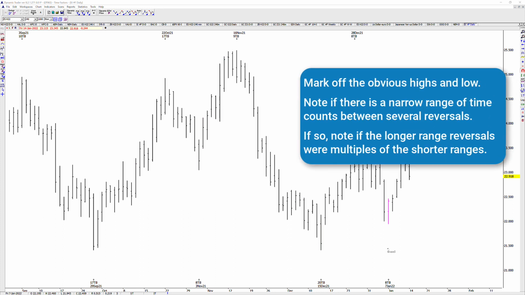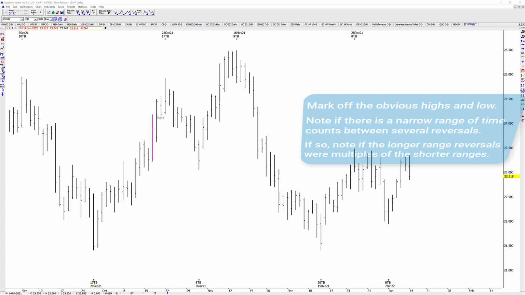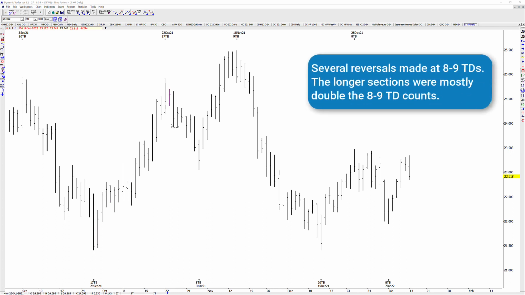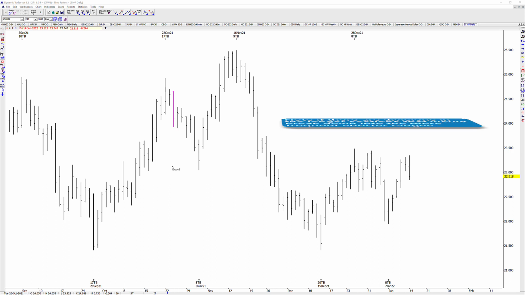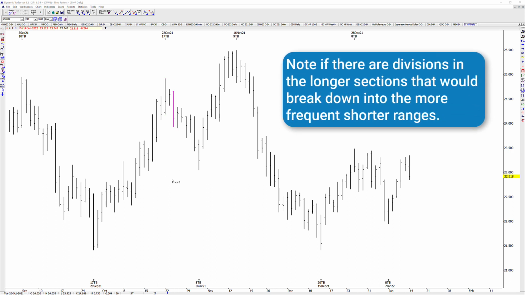Now, certainly these aren't all the same by any means. In fact, they go from about 8 trading days up to 20 trading days. But I can see here that here's an 8, there's 9, and there's 8. And then if I look back at these others, they seem to be multiples of around 8 or 9 trading days. So this is actually kind of interesting. This was 17 days down and exactly 17 days up also. But 17 is just a little bit more than double 8.